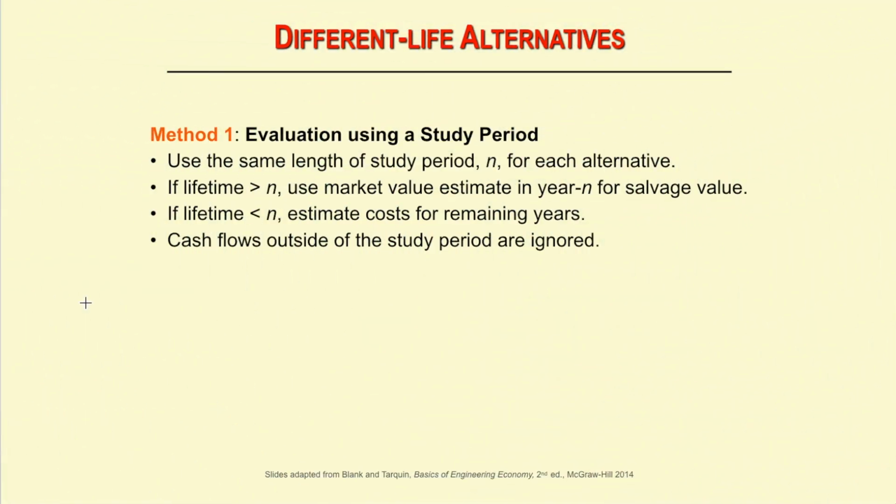So in order to use method number 1, we have to apply the same length of study period N for each alternative. So if the alternative has a lifetime that is bigger than N, we use the value estimate for the salvage value at year N. If the lifetime of the alternative is less than N, then we estimate the costs for remaining years up until year N. And all cash flows that are outside of the study period are ignored.